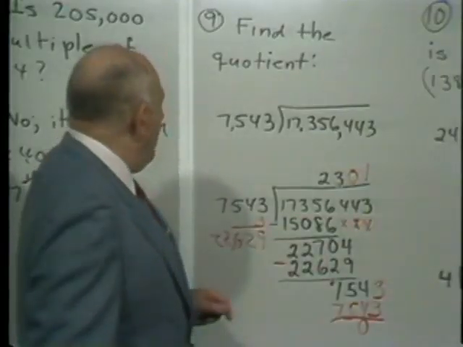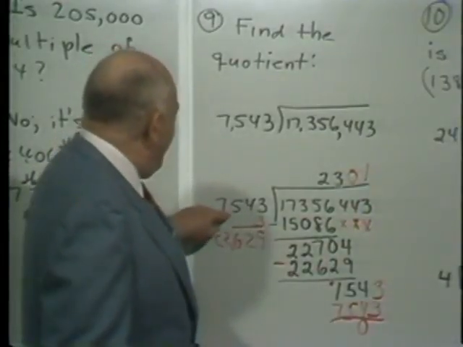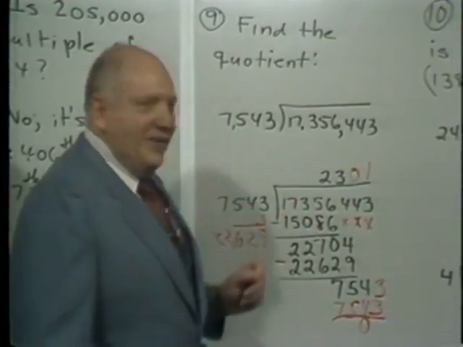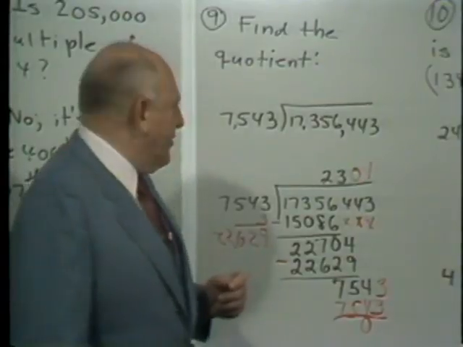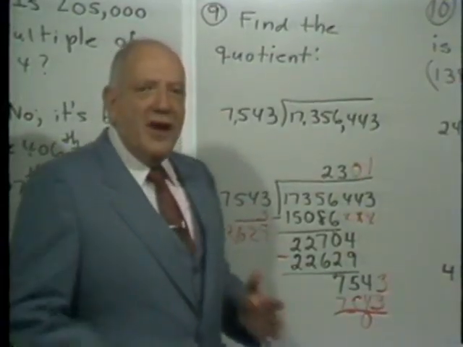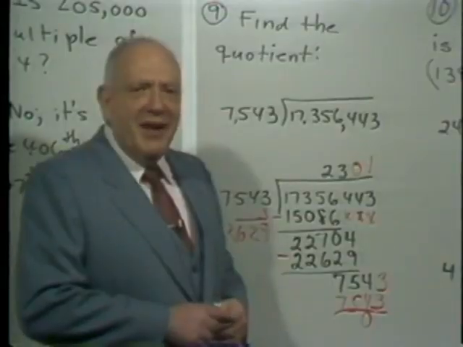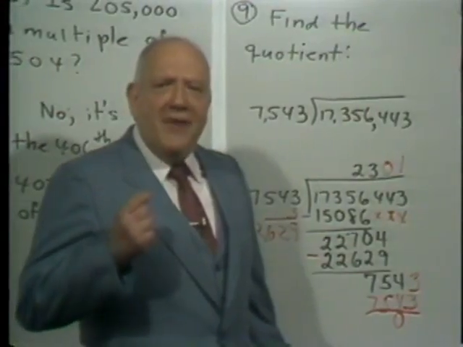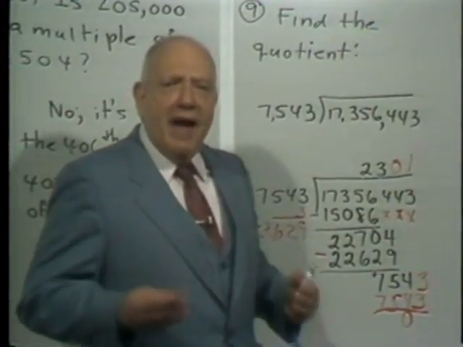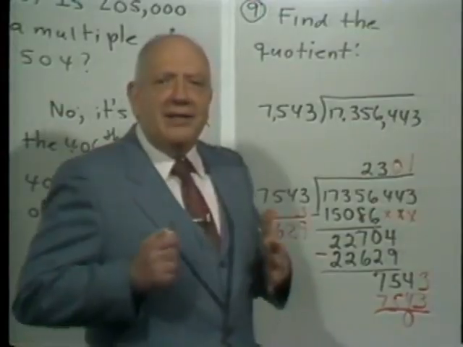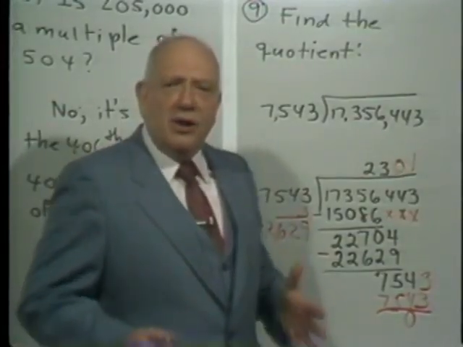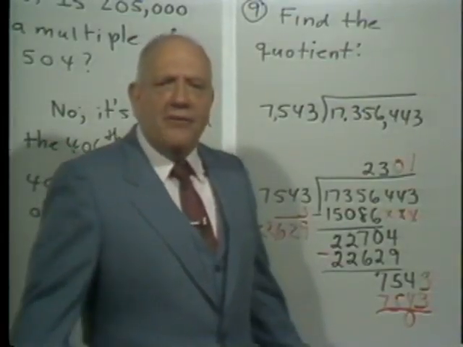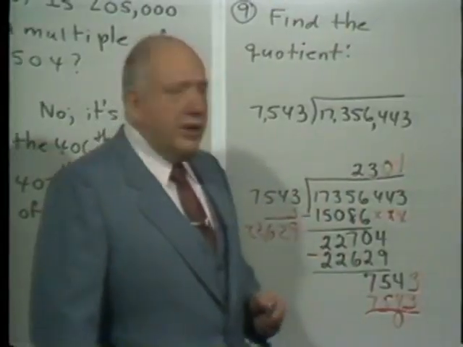2,301. In other words, if you're counting by 7,543s, 356,443 is the 2,301st number you'd come to. And you say, my God, who cares about that? Well, the point I'm trying to show you is that if you ever had to do that kind of a problem, imagine trying to do that by tally marks, by addition. Look how wonderful this process of division really is. At any rate, we're kind of winding down, so let's get on with the last problem.